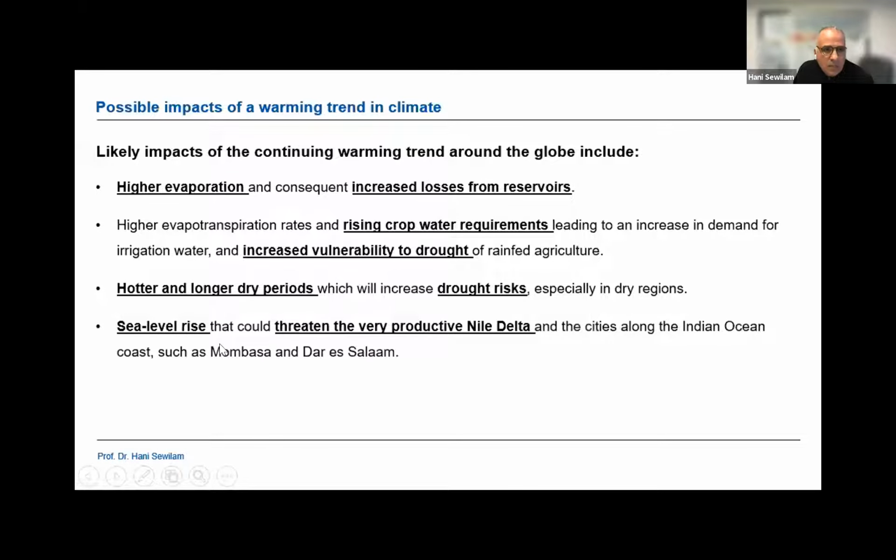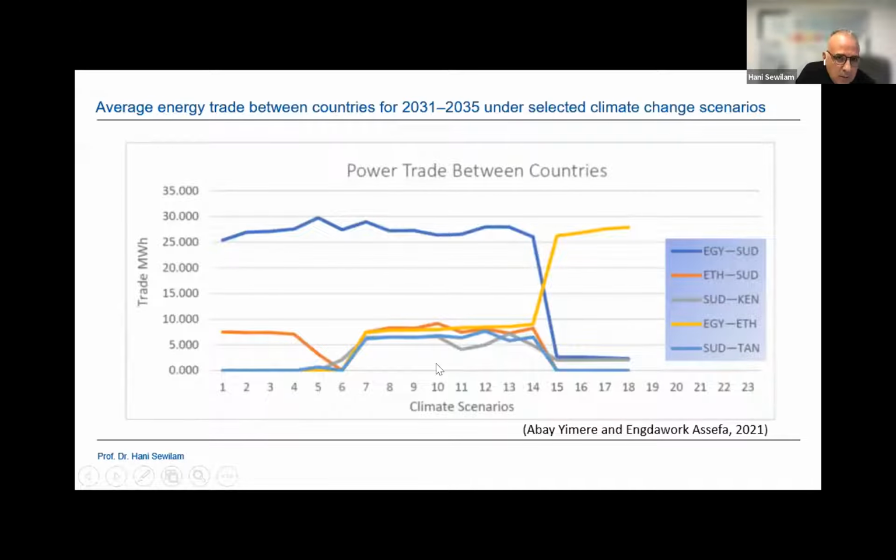Sea level rise, but this is of course for the coastal countries, and definitely Egypt is one of the countries that's going to suffer from the increase in the Mediterranean Sea and reducing the productivity of the Nile Delta by different means. I don't have time to go into details.